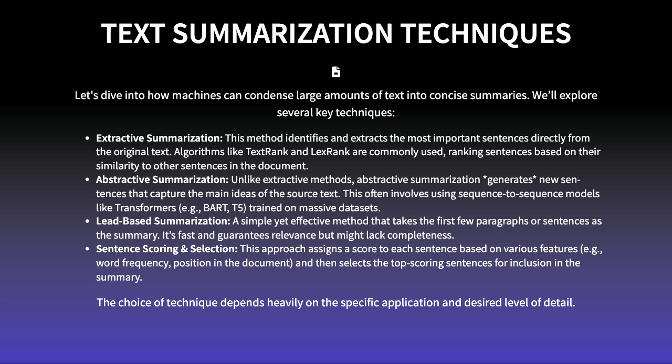Then there's abstractive summarization, which is more sophisticated. It actually rewrites the text, creating new sentences that capture the main ideas, almost like a human summary. We also have simpler methods like taking just the first few paragraphs or scoring each sentence to see how important it is and then selecting the top ones. It's fascinating how much progress has been made in this area.